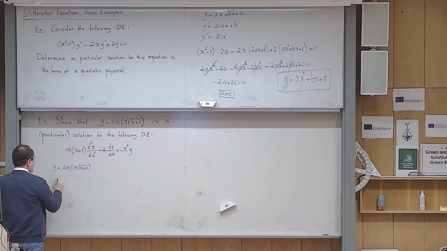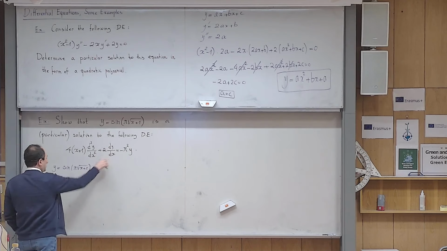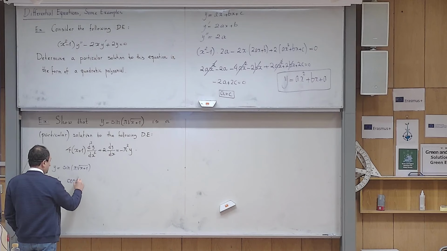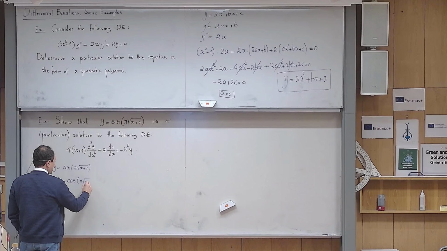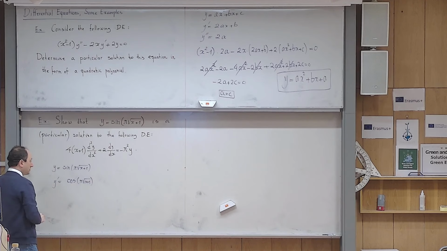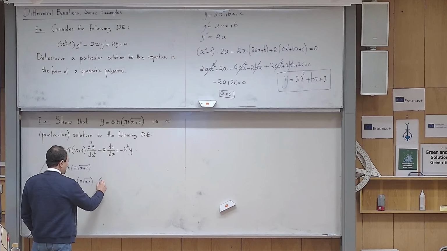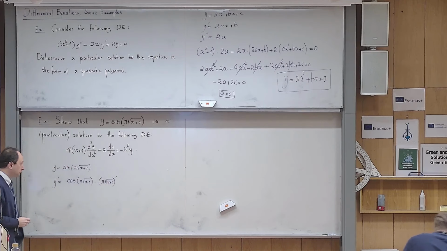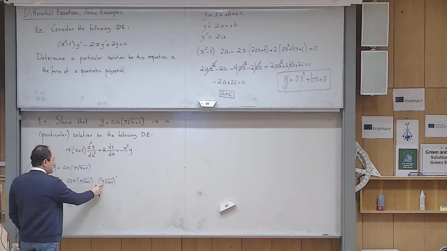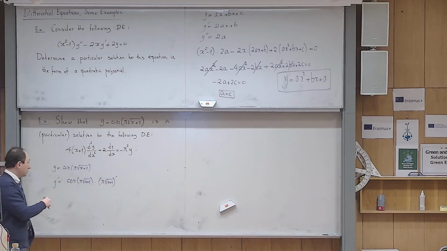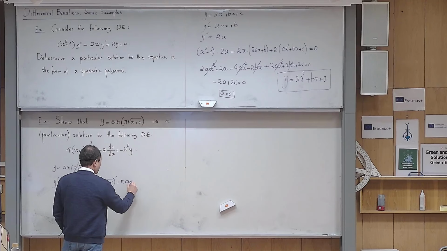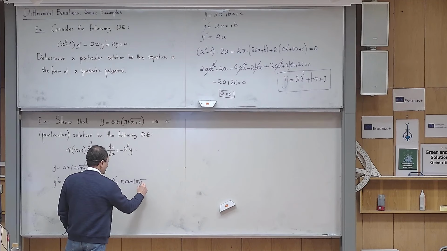I differentiate. Differentiation is simple. So dy/dx is just y prime. The derivative of sine is cosine, so it becomes cosine of pi square root of x plus 1. But by the chain rule, I have to multiply by the derivative of the inside. Let me write every detail here. The derivative of this gives me a pi, which I can send out. So this becomes pi, and then I have cosine of pi square root of x plus 1.